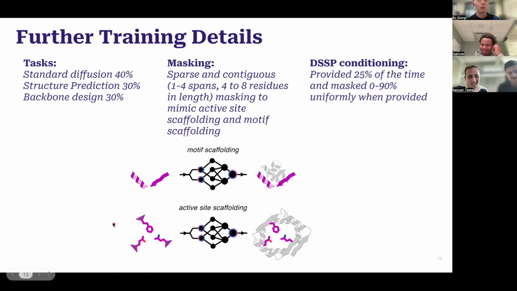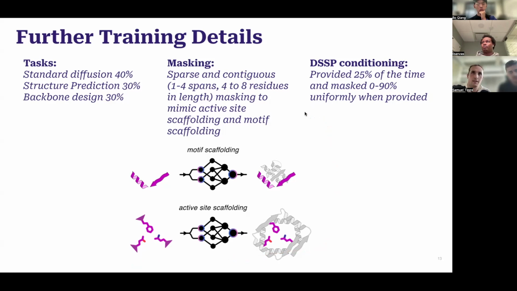For the active site scaffolding, where the residues are further away from each other in sequence space, we use this sparse masking, where we just randomly sample positions along the sequence to unmask and condition on. And then we also trained some of these models with this DSSP conditioning, where we append this information to the 1D track that tells you, for each residue, what type of secondary structure it is, including a mask token as well.